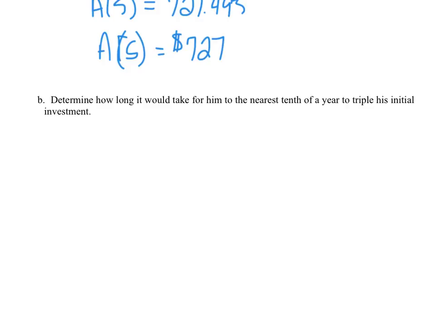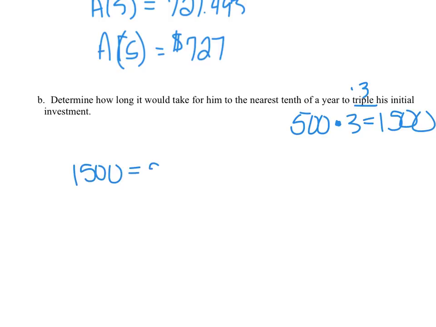Next one, determine how long it would take for him, to the nearest tenth of a year, to triple his initial investment. His initial investment was 500, so triple means times 3. So that means the final amount that we want is $1,500. So the formula that I use is this, with 0.075t. And then you solve it. So remember, you've got to divide by that 500. And this is a 3.